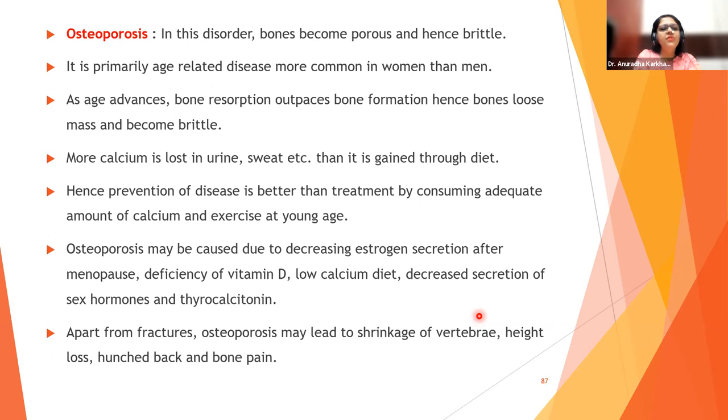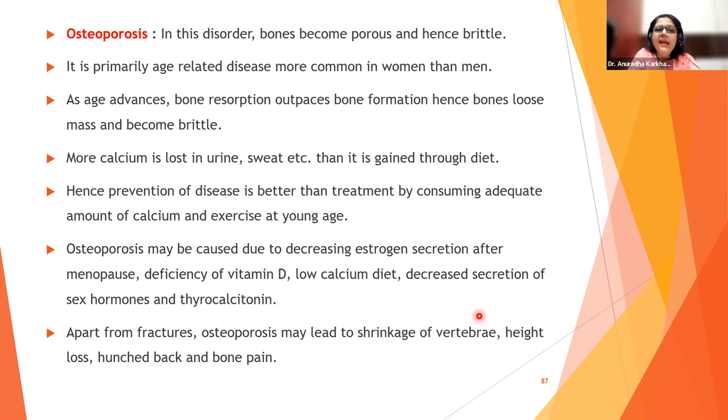Well, then we come to the word called osteoporosis. In this disorder, bones become porous and hence brittle. So I told you, na? That there are holes that are going to be formed in the bones, which is osteoporosis. So osteoarthritis is different. Osteoporosis is different. Porosis means porous ho jata hai bone.